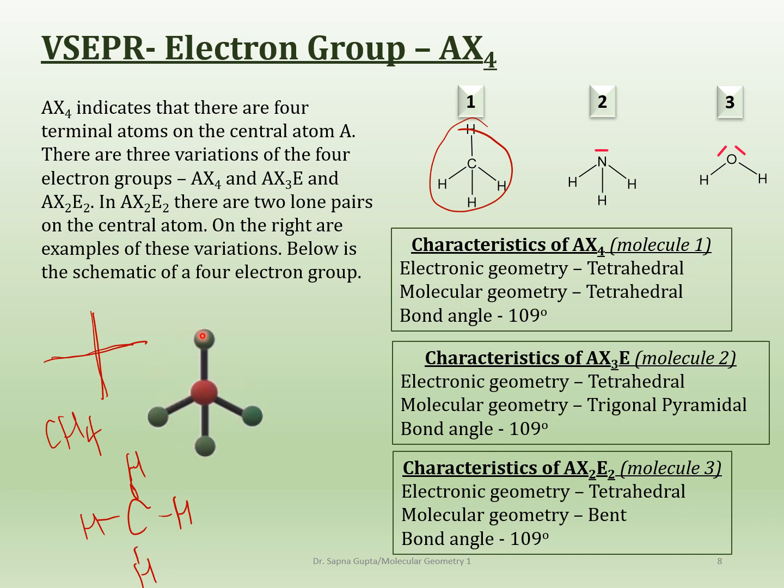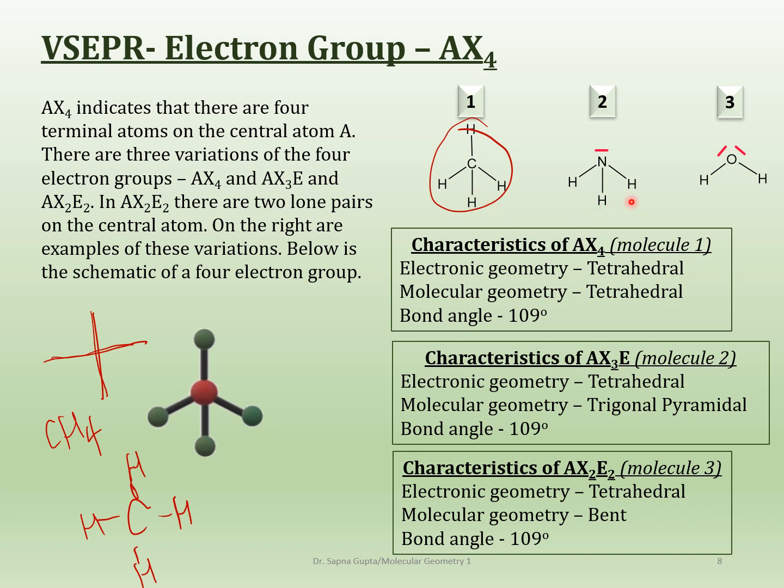This might seem to you like a trigonal planar where this is 120, but it's not. Don't forget this is still there. Either you can pretend this is going to the back or you can pretend this is coming to the front, depending on your visualization. But otherwise, this angle is 109. So AX4 has an electronic geometry of tetrahedral. The molecular geometry is also tetrahedral because it's AX4. The bond angle is 109. This is for the first molecule here.